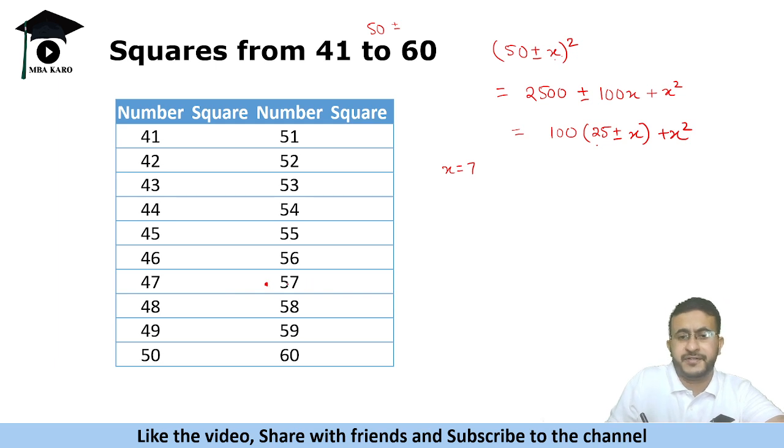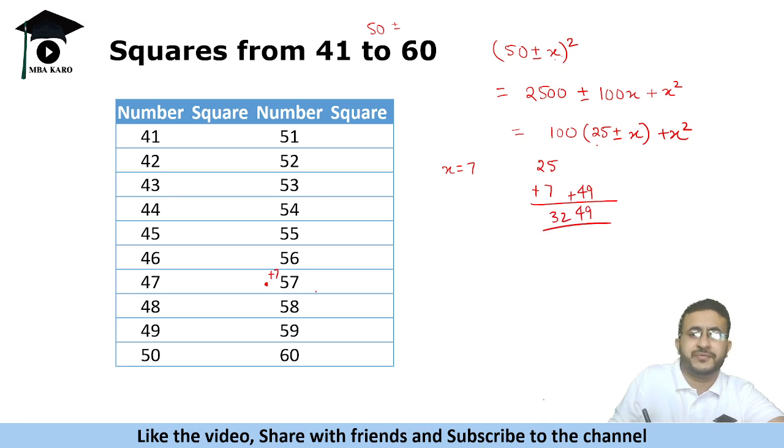Suppose we have to find 57 square. So what will we do? It is basically 50 plus 7 whole square. So 25 plus 7, and plus 7 square. Just see this: it is 57, that is 50 plus 7, so 25 plus 7 is 32, and add 7 square. You will get 49 and this is 32. So the square is very simple: 3249.